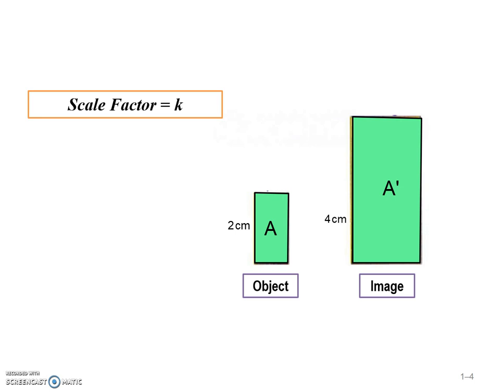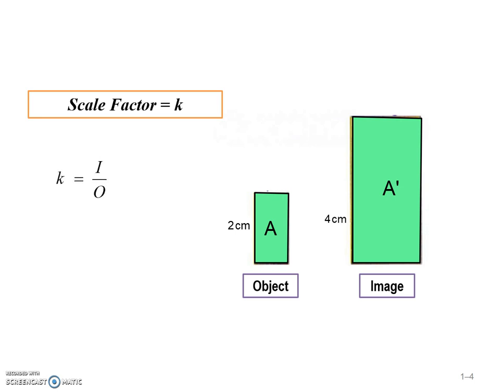Now, if we look at the diagram, you can see that the object is 2 centimeter and the image is 4 centimeter. So there is an increase of size. So the scale factor should be a positive value, and it should be greater than 1. Now look at the formula so that you can understand better.